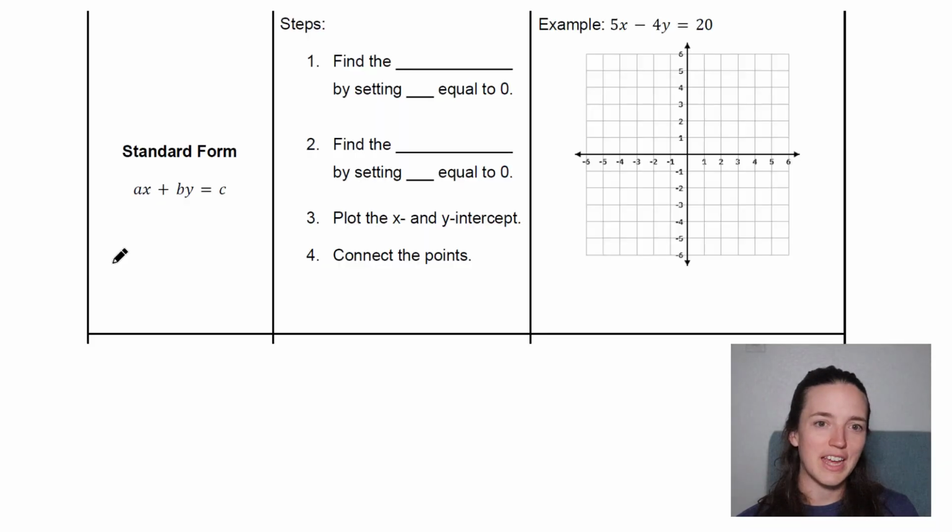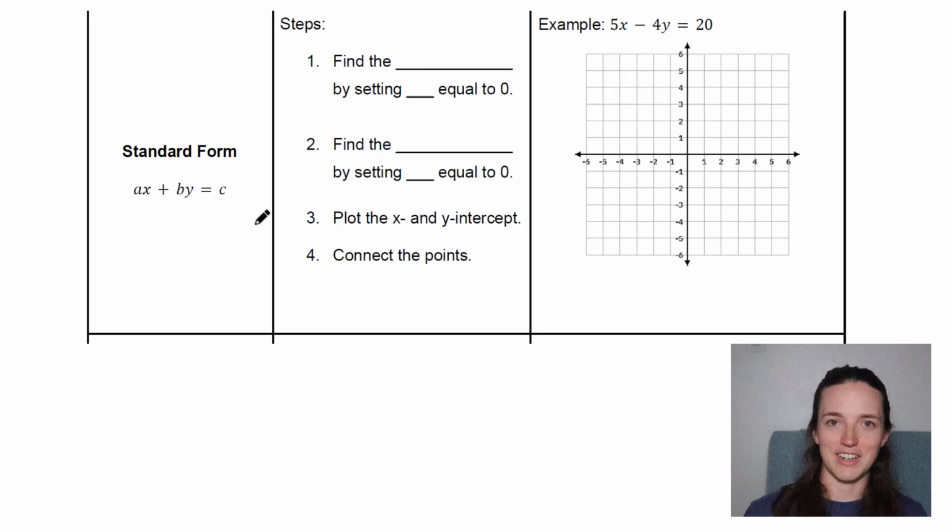Standard form looks like this. It's kind of strange. So ax plus by equals c. The x and y are on the same side of the equation, and we've got this a, b, and c. They're just numbers. There's some details with standard form we're not going to worry about in this video. For our purposes, it's x and y are on one side of the equation.